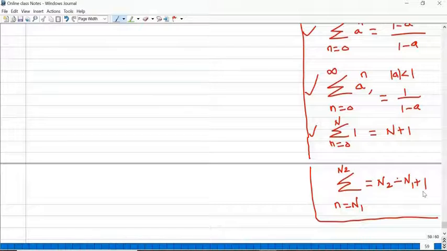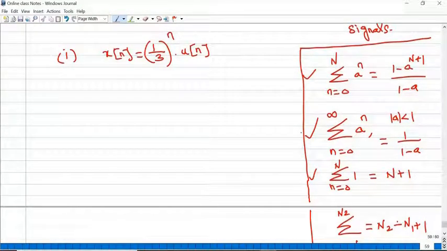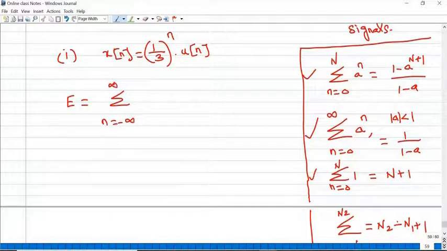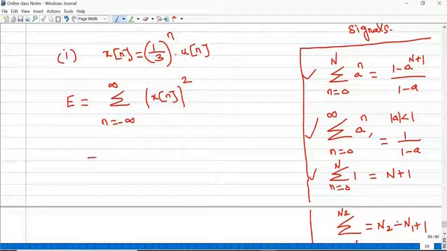All right. So for the first problem, x of n equal to (1/3) power n u of n, identify whether it is power signal or energy signal. First, we will calculate energy. Energy formula is summation n equal to minus infinity to infinity of x of n square. That's it. So in this example, (1/3) power n times u of n.